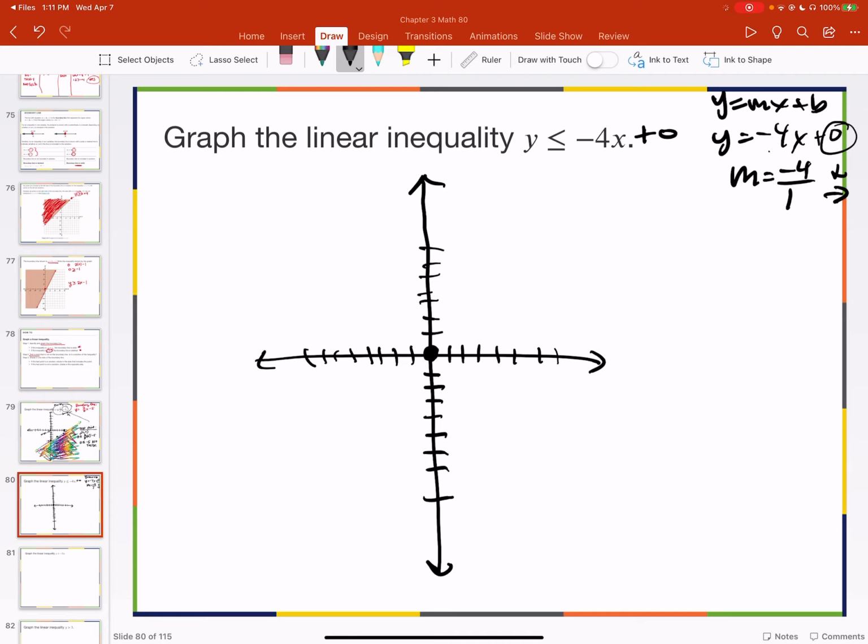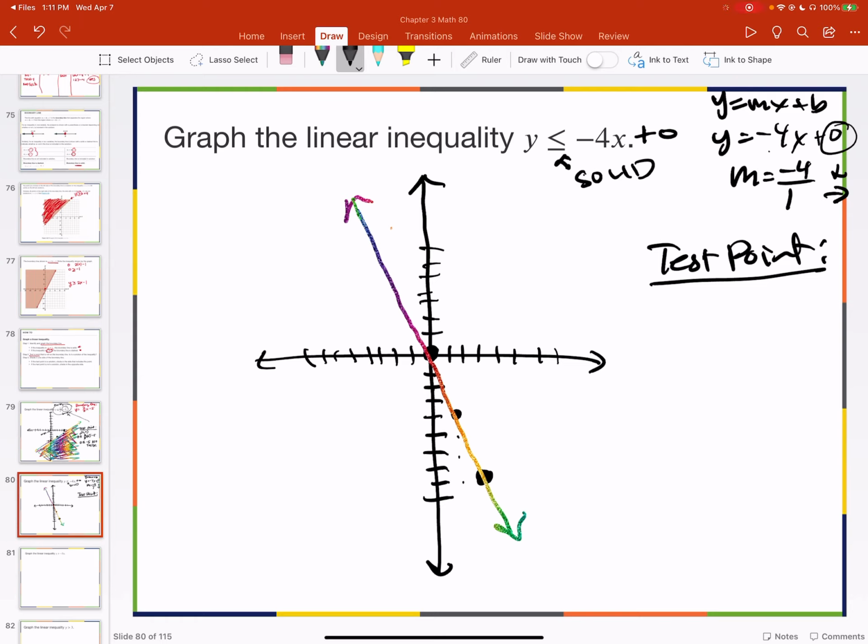So starting from here, down 4, and then over 1, down 4, and then over 1, okay? Like that. And then is it solid or dashed? It's solid. Okay, so we draw the line. Solid. Now, what side do we shade? Well, we can't use the origin as a test point because the origin is being used in the boundary line, so we can't use that. Let's pick something easy. Let's pick how about this point here, 1, 1.